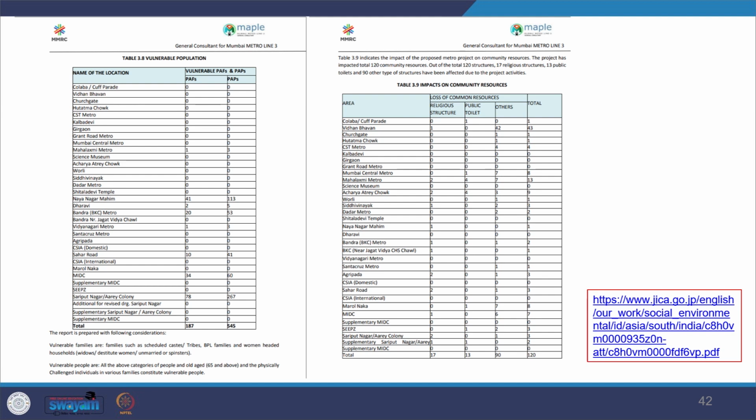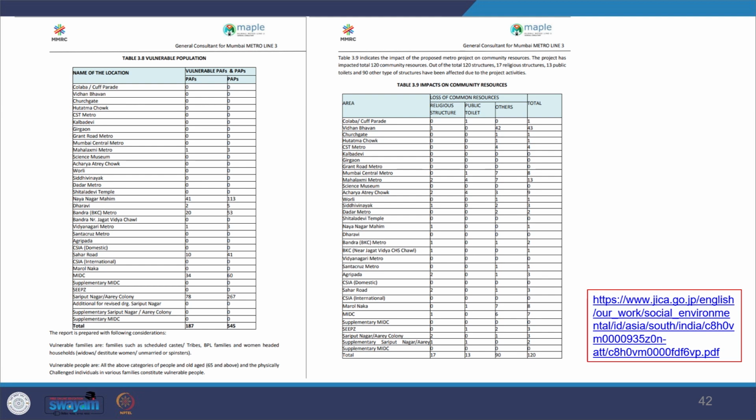And then the other thing you can see is they have identified vulnerable populations as families: scheduled caste, tribes, below poverty line families, women-headed households like widows, destitute women, unmarried women or spinsters. They have also included as a vulnerable group people above 65 years of age and physically challenged individuals. So you see how they have tried to identify groups. That might vary from context to context, and also depend on what kind of data is available.